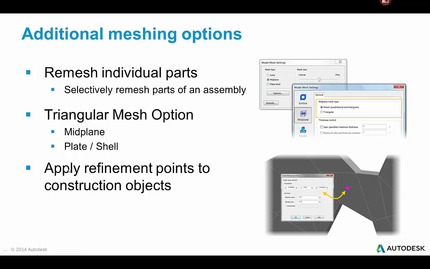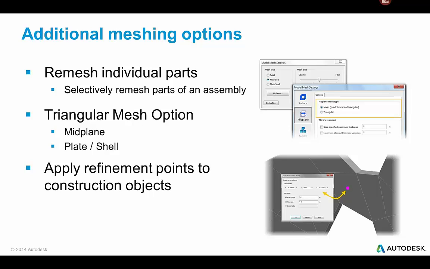We've also in the June release added this application to apply a mesh refinement to a construction object. Historically, you could refine the mesh for a surface, for a part, for an edge, and you could also pick an existing mesh point and refine it. But in this release, you can pick a construction vertex, or as we call it in Inventor, a work point.